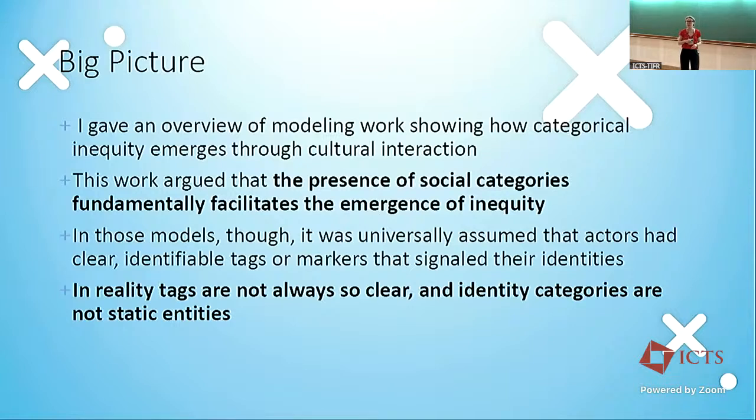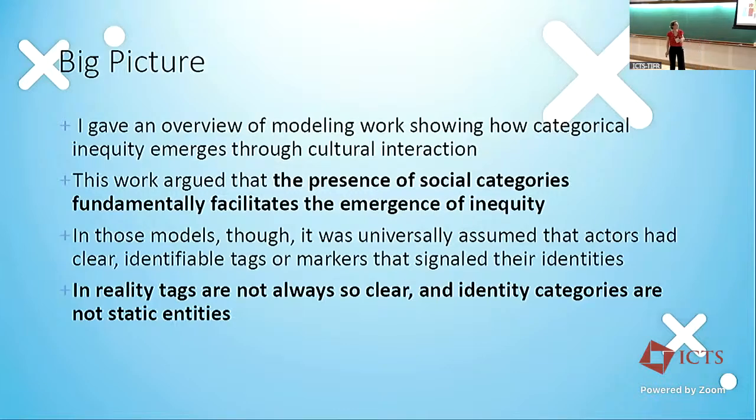But of course, in reality, when we talk about the actual things that act as tags or markers in these kinds of systems, things are not always so clear. And in addition, identity categories are not static entities. So it's both the case that you can't always just easily observe tags and use them to categorize people into groups. And also it's the case that over time, some types of tags adapt and change.